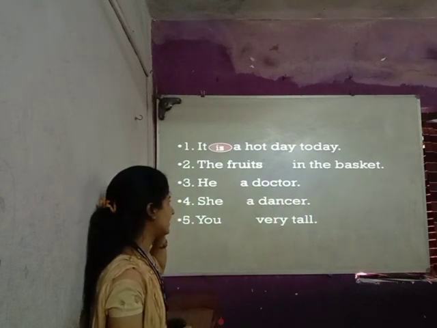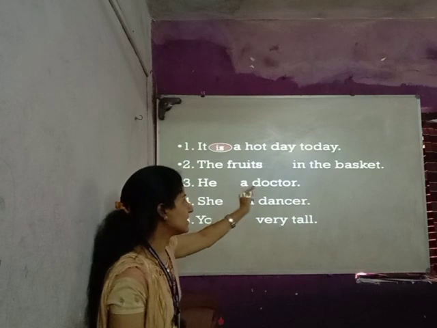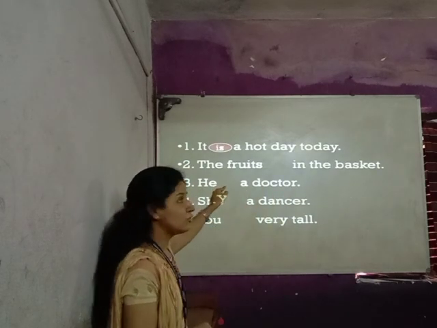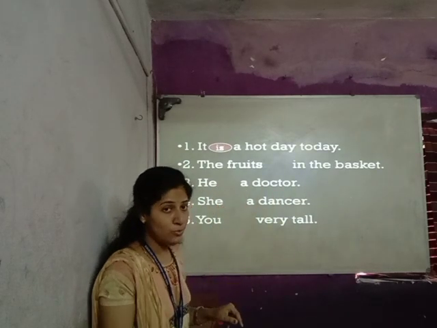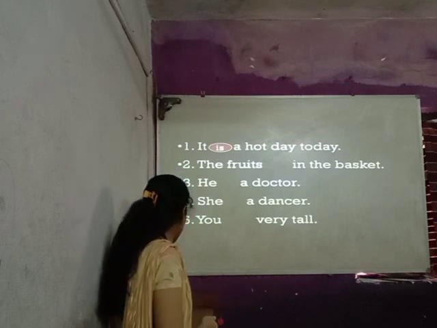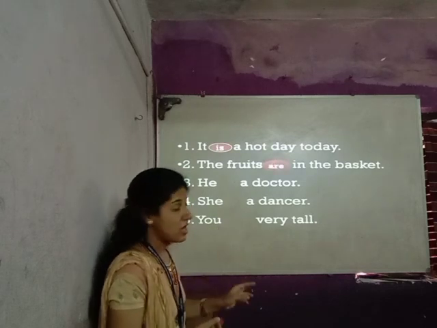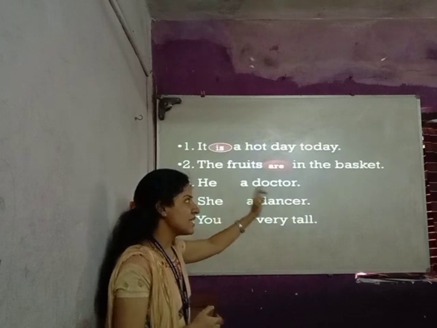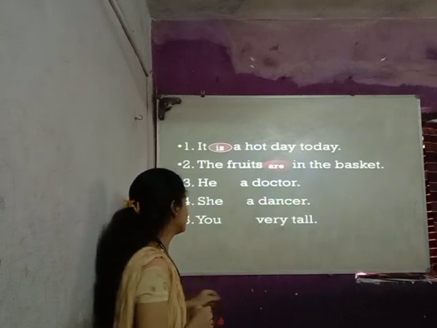Now see the second sentence. The fruits dash in the basket. See, fruits, S. They are in plural. So what will come here? Are. So the fruits are in the basket.